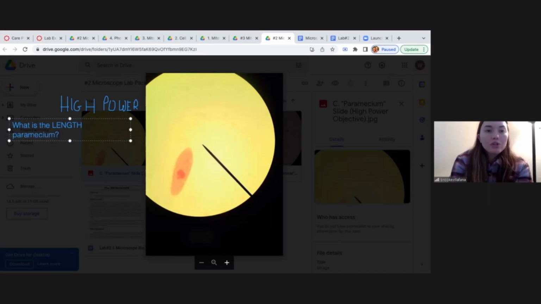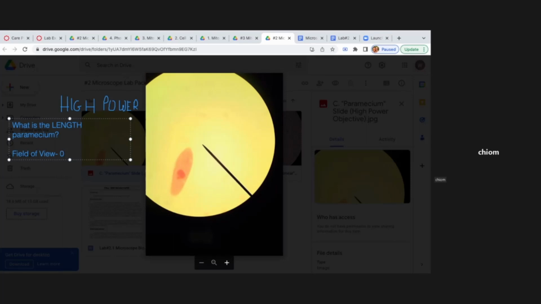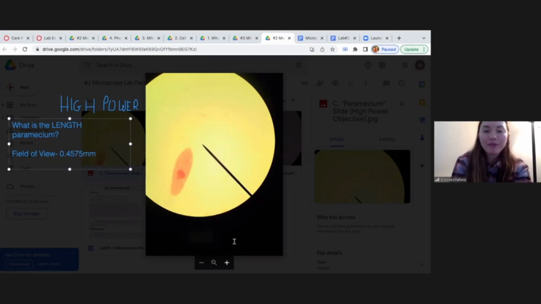So first, you guys start with the field of view, right? So what's the field of view in high power? Anyone? So it's going to be 0.4575. Good. So 0.4575 is the field of view. What does that mean? That means the distance across the circle, no matter which way I draw it.